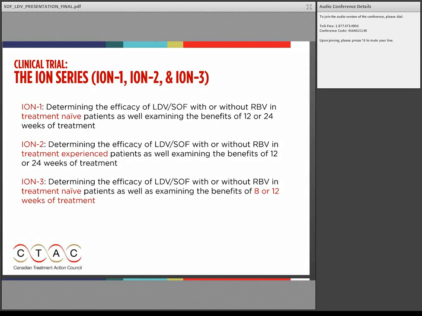And the last study we'll look at is the ION series. This is a series of studies that have built upon some of the conclusions of other studies done in this specific field. The variables we're evaluating in these studies, ION-1, ION-2, and ION-3, are determining the efficacy of Ledipasvir sofosbuvir with or without ribavirin, and whether this efficacy is improved or maintained at 24, 12, and even 8 weeks. So we've really got the focus narrowed.